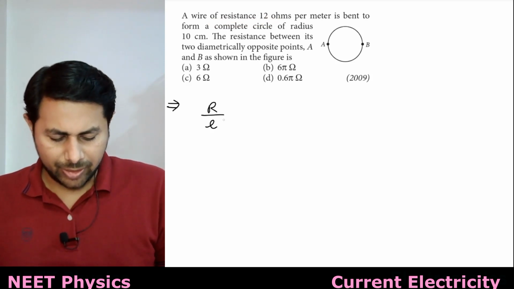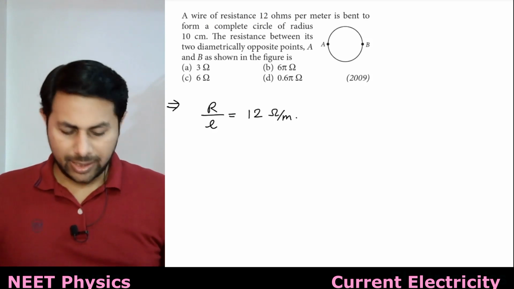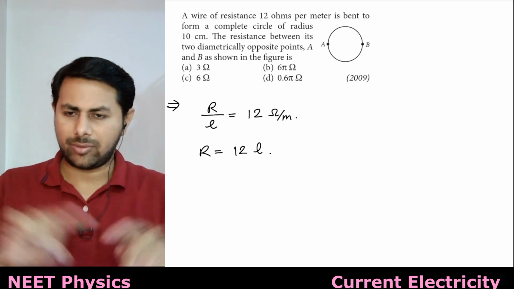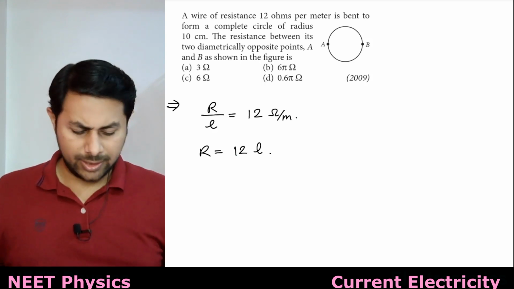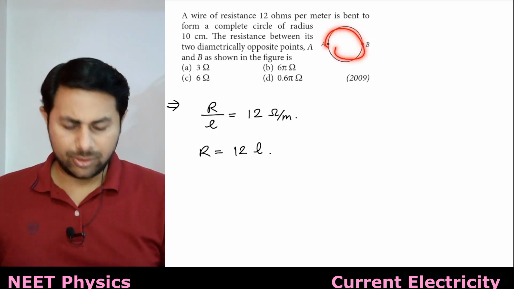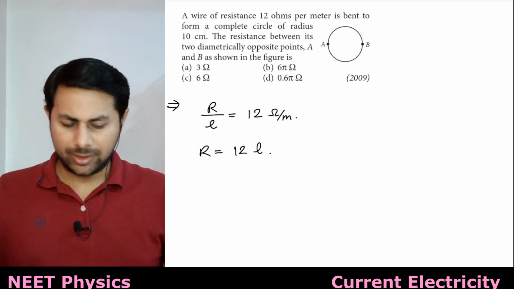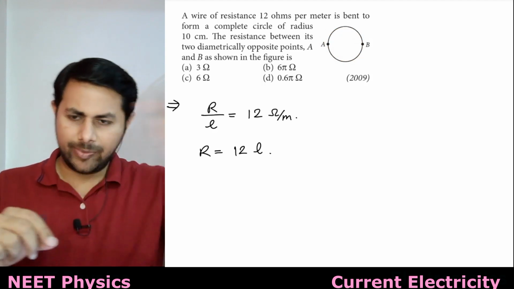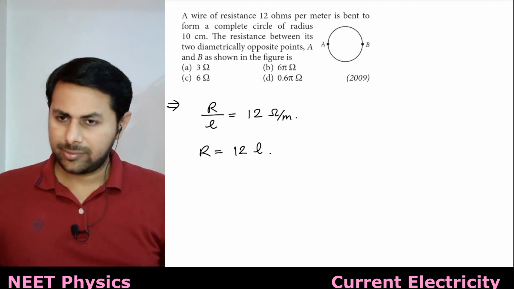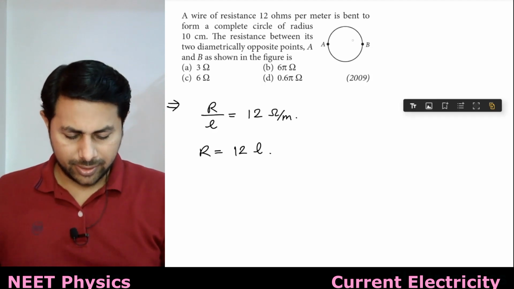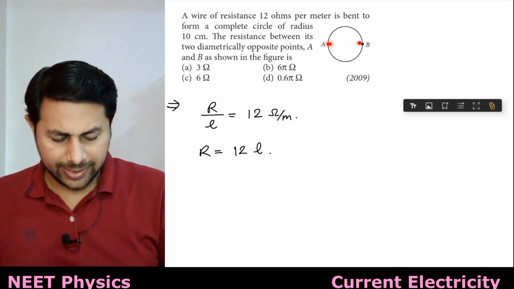Its resistance per unit length is 12 ohms per meter, and therefore what would be resistance? It's 12 times length of the wire, right? What's the length? Length is 2 pi r. Now you have bent it in a circle. Okay, so how much of length is there between points A and B?